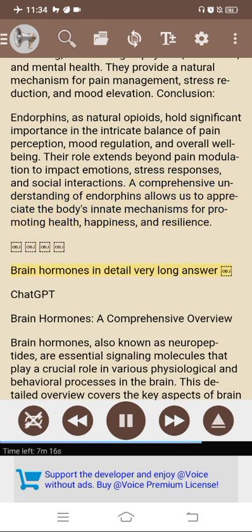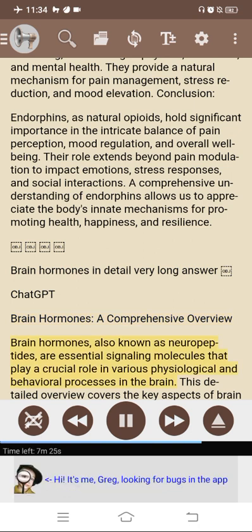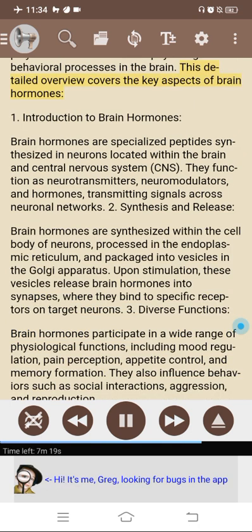Brain hormones in detail. Very long answer. ChatGPT. Brain hormones. A comprehensive overview. Brain hormones, also known as neuropeptides, are essential signaling molecules that play a crucial role in various physiological and behavioral processes in the brain. This detailed overview covers the key aspects of brain hormones.